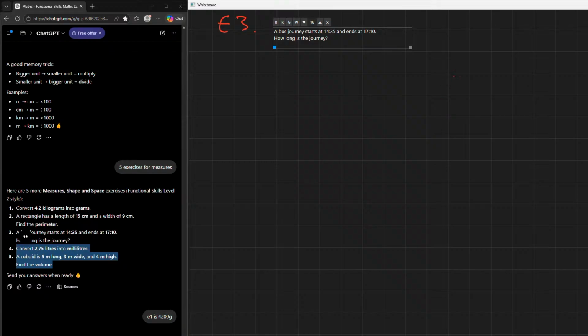So what is the question asking? It asks how long is the journey. So we need to find how long it takes from 2:35 to arrive at 5:10. The start of the journey is at 14:35 and ends at 17:10.